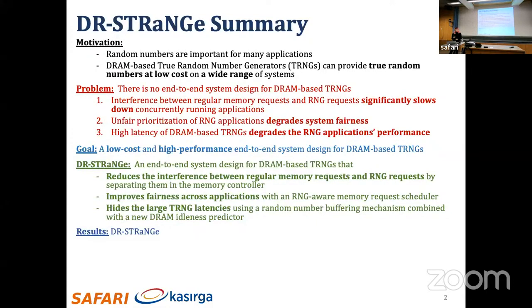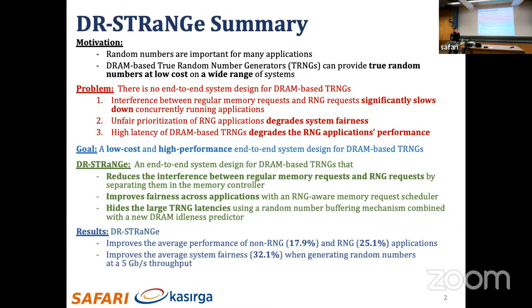Based on our evaluations, we show that Dr. STRaNGe improves the average performance of non-RNG and RNG applications by 17.9% and 25% respectively. It improves average system fairness by 32% when generating random numbers at a 5 gigabits per second throughput, and it reduces the average energy consumption by 21%.